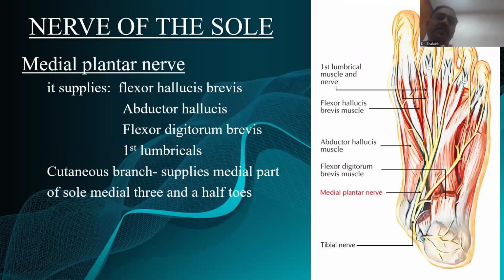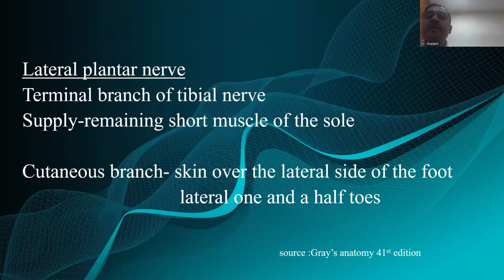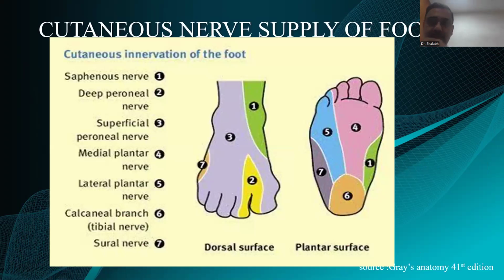The nerves, multiple small nerves run through these muscles and tissues. And apart from the nerves which supply the muscles, there are as many as 7 nerves which are involved in the cutaneous distribution of the foot.